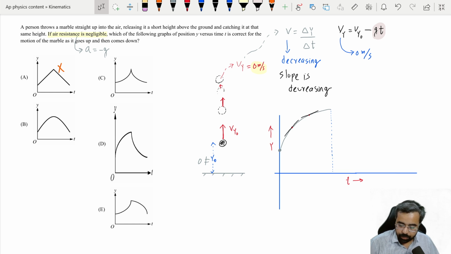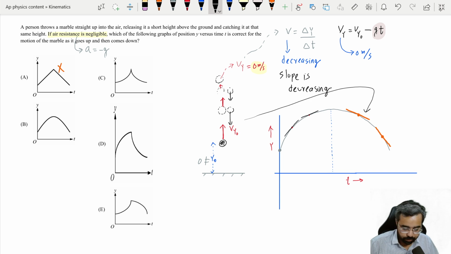Now because this is a free fall motion, it will be the same shape, but you see that it will be like this, because now it is showing us that the slope of the tangent line is increasing but negatively increasing. When the ball is returning, the velocity is downward and it is increasing negatively, which we exactly observe from our graph also. So the right answer must be option B.